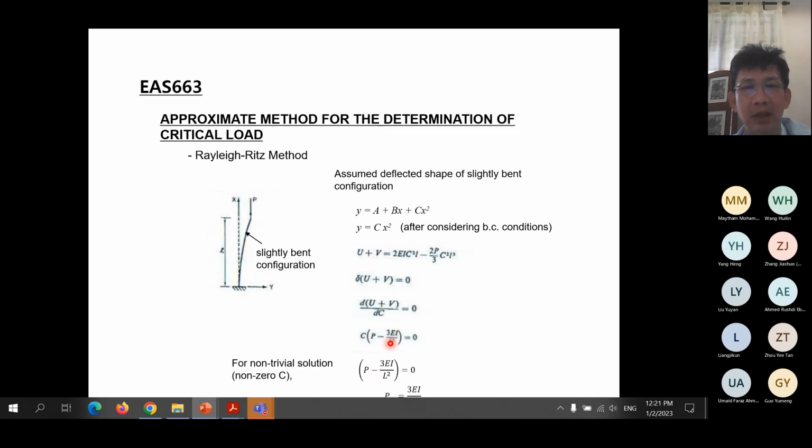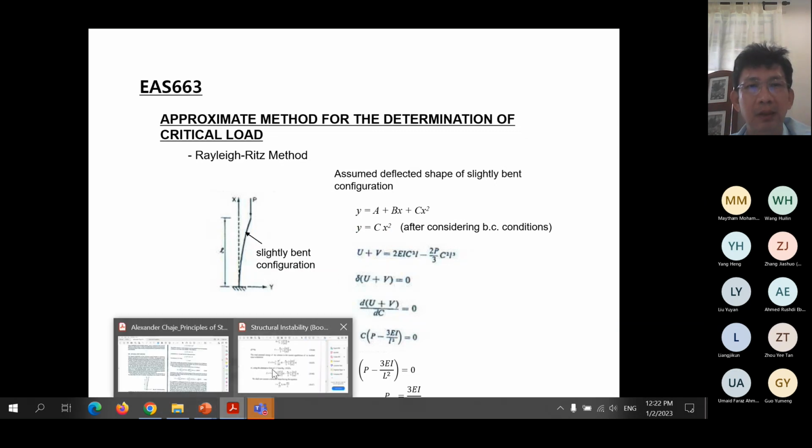That is the condition that we use here in order to get the P critical, which is a bit hidden here. So P critical will be 3EI over L squared. This is the approximate P critical that we get using the Rayleigh-Ritz method with this assumption, Y is equal to CX squared.